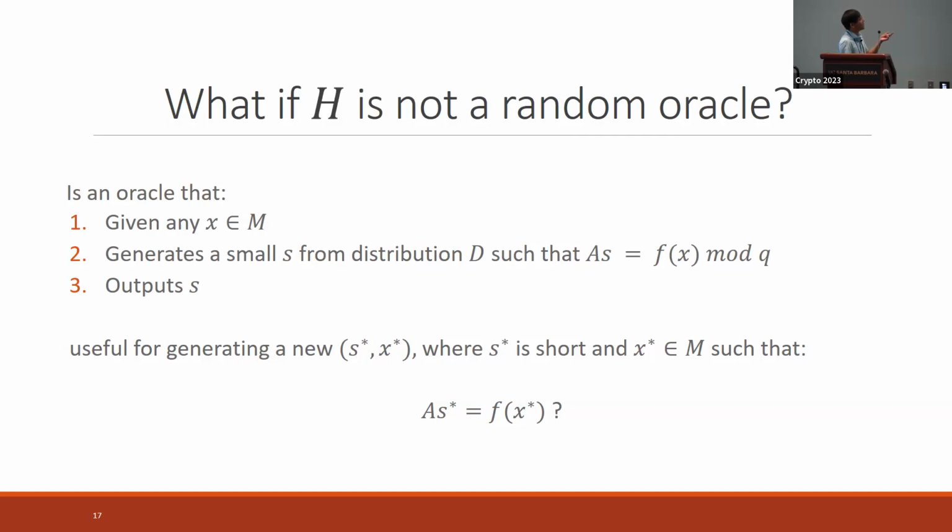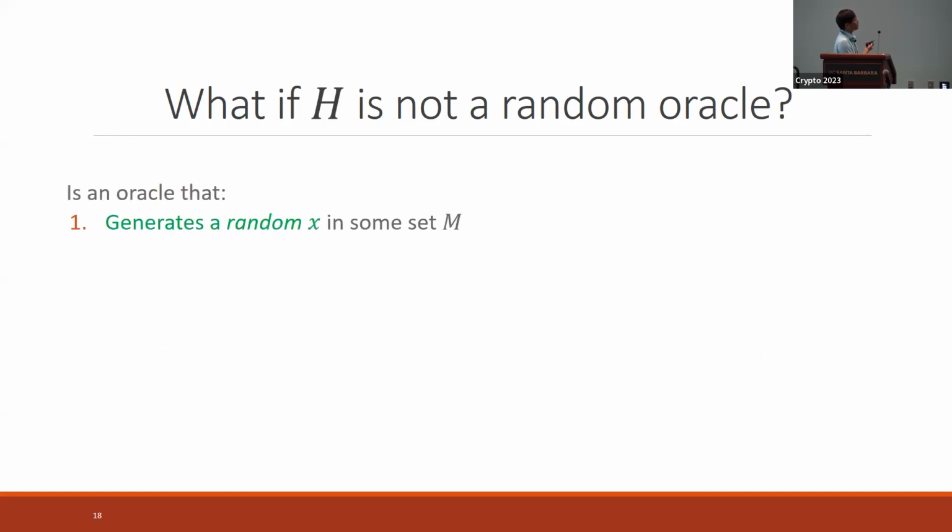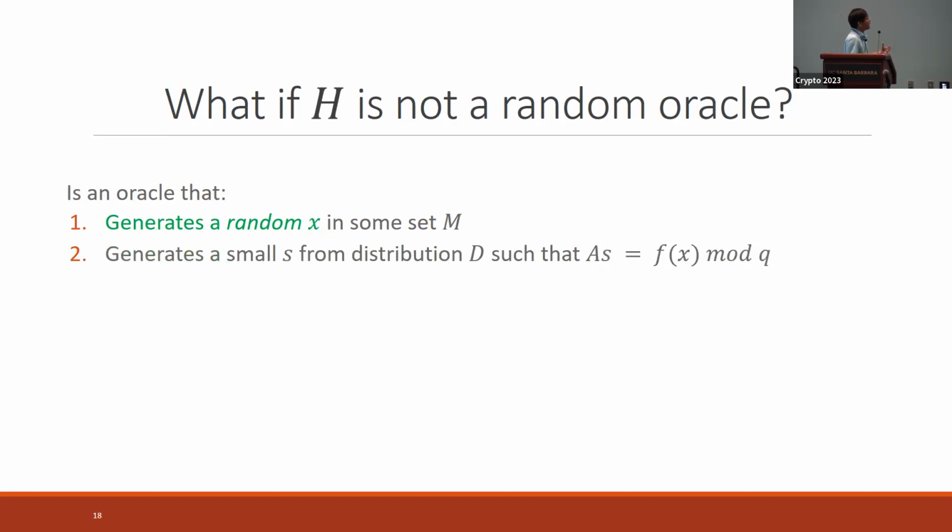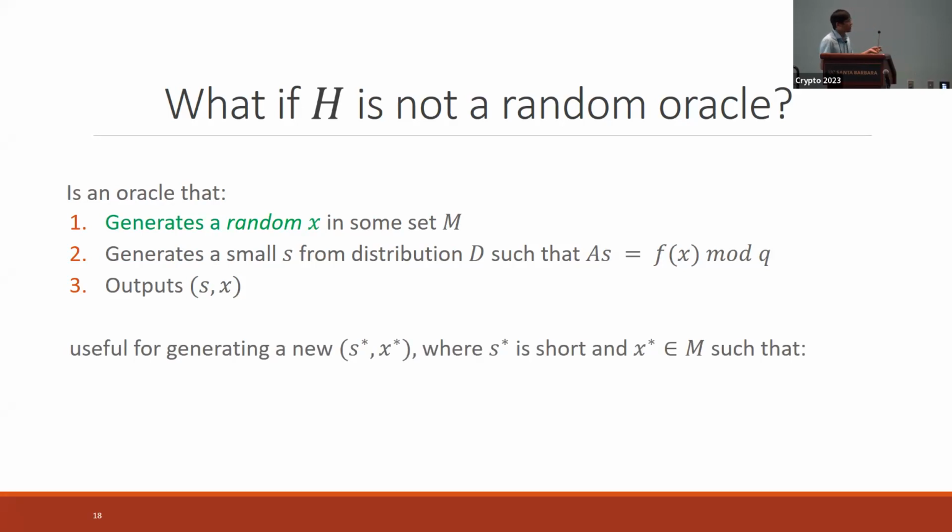Well, I cheated a bit because I removed the salt, and now it would be useful because we could just run this oracle twice on the same input, and then we subtract two equations and we get a short solution for A. So what I should say is that given an oracle that generates a random X in some set M, it generates a short vector S such that AS is equal to f of X, and then outputs S and X. So is this oracle useful for generating a new pair S star, X star, where S star is short and X star is in the message space, such that AS star is equal to f of X star?